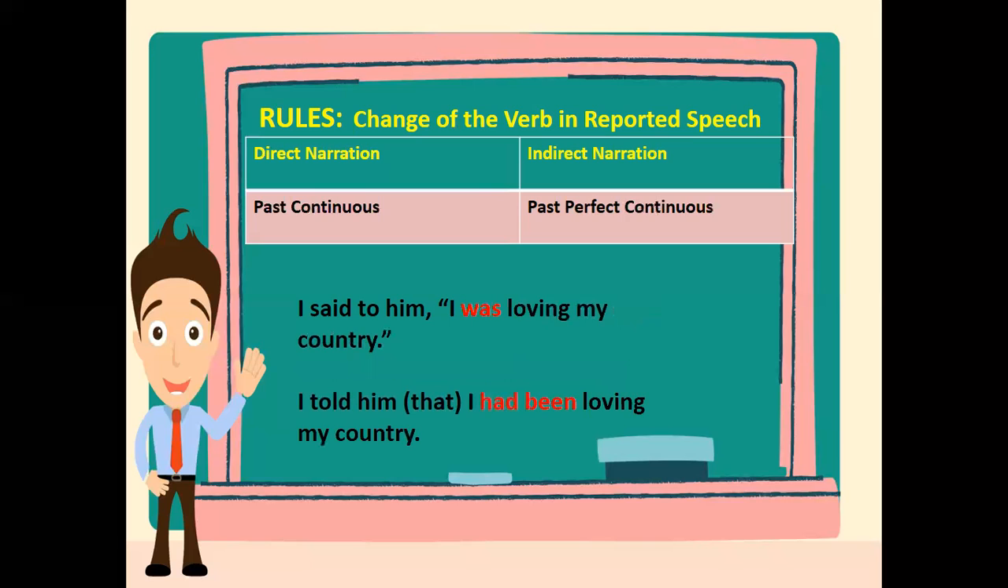Now see past continuous. Past continuous changes into past perfect continuous tense. Let's see the example. I said to him, "I was loving my country." So in past continuous, we have was or were as helping verb, and the main verb is verb plus ing form or present participle form. It will be changed into had been plus present participle form or verb plus ing form. So it will be, I told him that I had been loving my country. So was or were will be changed into had been.